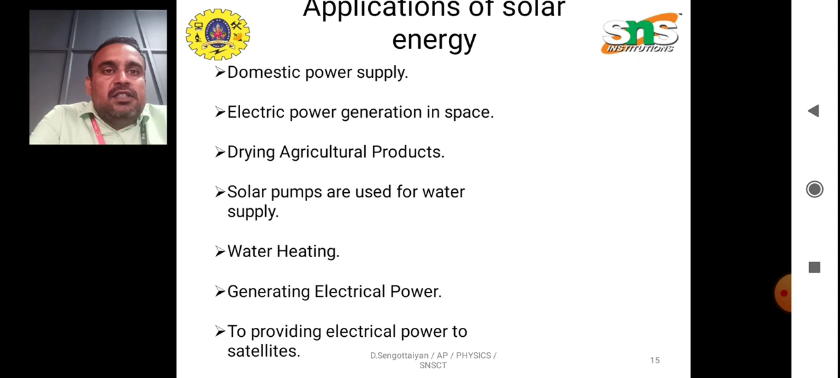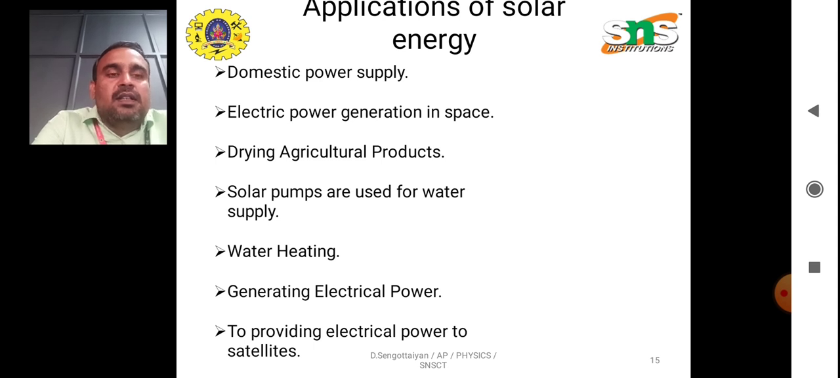Finally, the applications of solar cells. We are using solar energy in different areas, that is, domestic power supply, electric power, and agriculture applications such as solar pumps and water heating. These are a few applications of solar energy or solar cells.